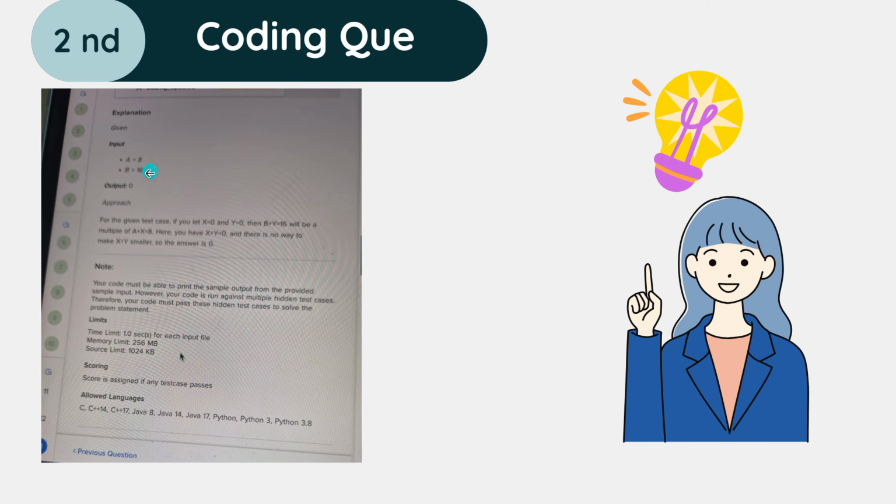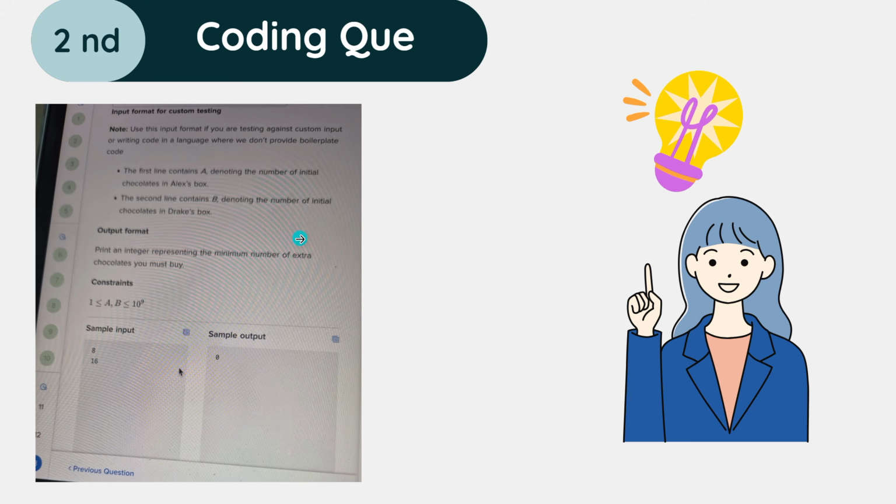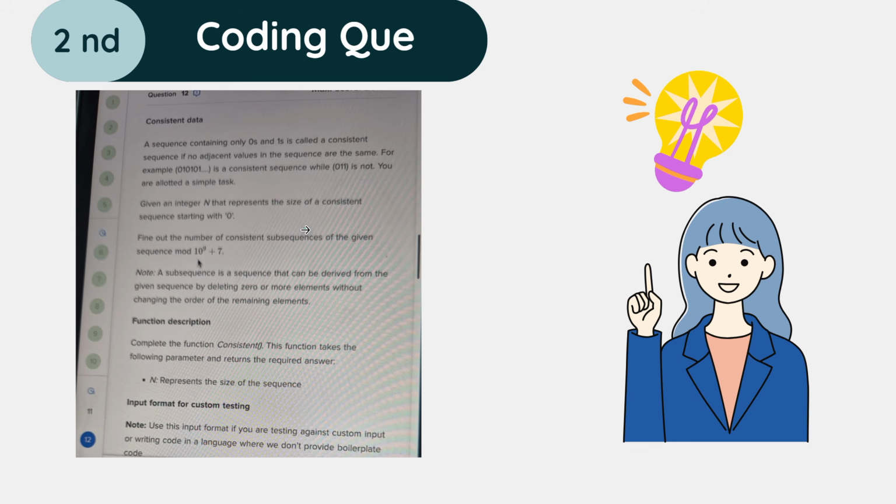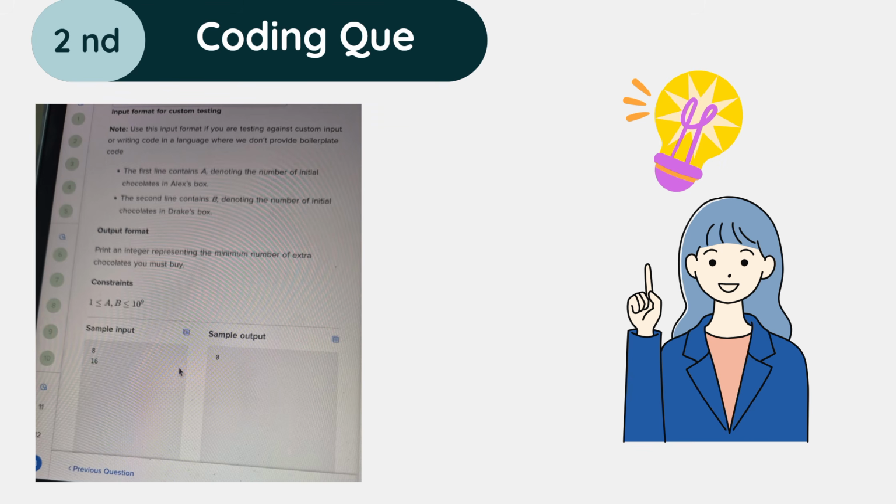See, explanation. For the given test case, if you let x equal 0 and y equal 0, then b plus y, which is 16, will be a multiple of a plus x, which is 8. You have x plus y equal to 0. There is no way to make x plus y smaller, so the answer is 0. I hope you got it, because I haven't got the answer. So if you find the answer, you proceed with that.